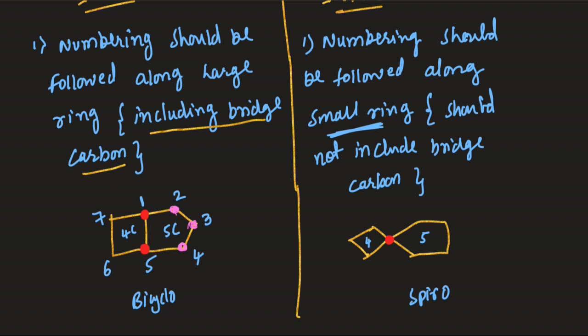The question is, the 4-membered ring has a total of 3 pink carbons and 1 red carbon. Now the question is, should I start from the red carbon or the pink carbon? What they are saying is that numbering should not include the bridge carbon. That means numbering should be done only from where? Without the bridge carbon. Okay, so what you will get? 1 2 3 4 5 6 7 8.